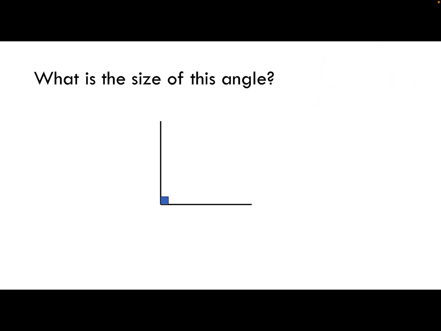Here we go. What is the size of this angle? So, this one here, what is its size? You'll notice that this is a square shape. Every time that you see an angle that looks like this with the square inside, it is always going to be 90 degrees, which is also called a right angle.